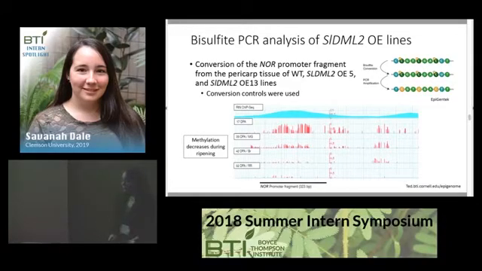For those of you who don't know, bisulfite conversion of DNA works by converting unmethylated cytosine into uracil, which is then converted into thymine during the PCR amplification process.